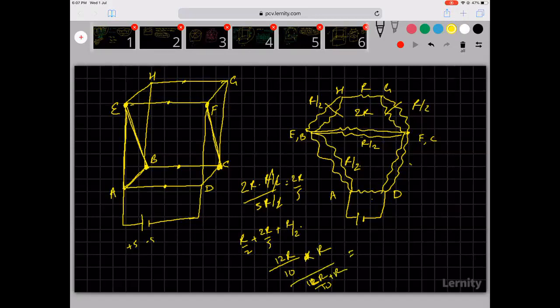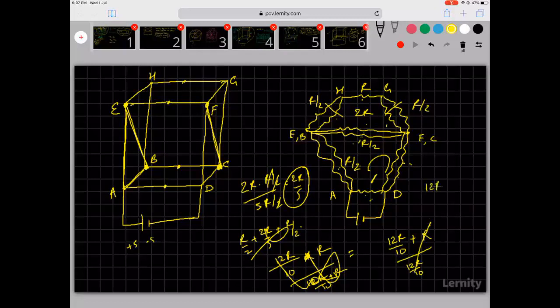No, I'm making an error. This is fine. 2R by 5 is fine. Oh no, no error. Now this R by 2, this and this are in series. So once you connect them in series, now these two are in parallel. So 12R by 10, 12R by 10 plus this is R. Divided by 12R by 10.